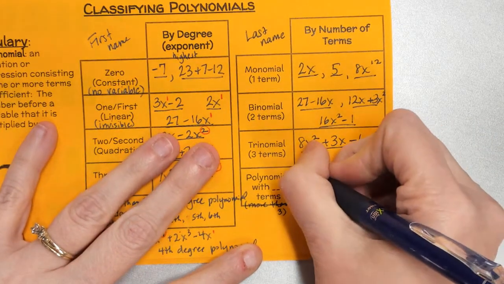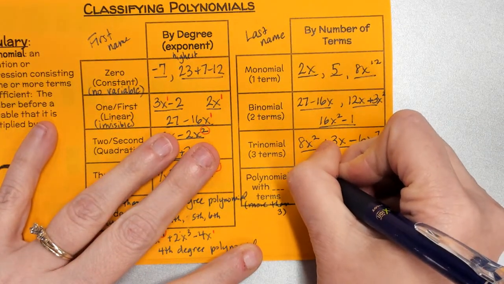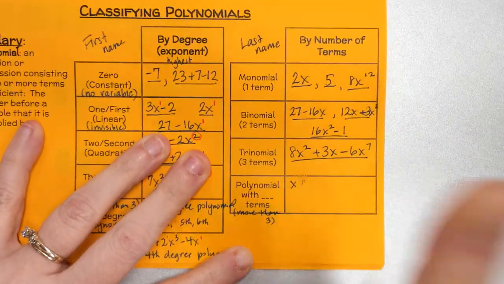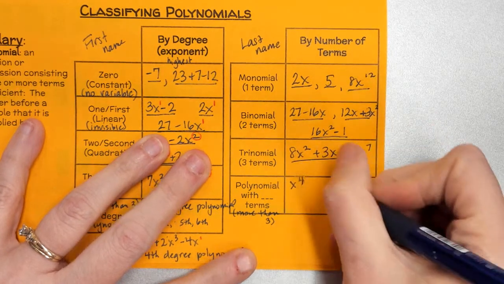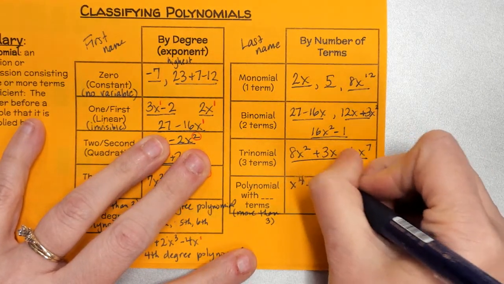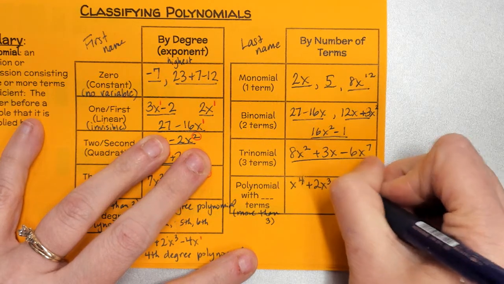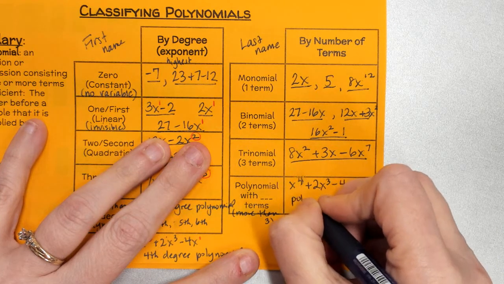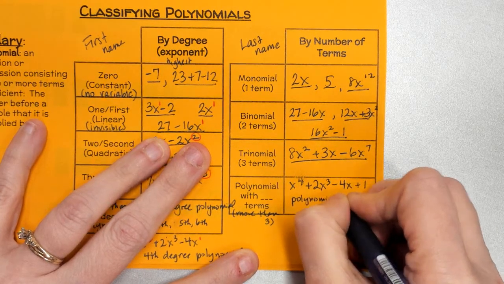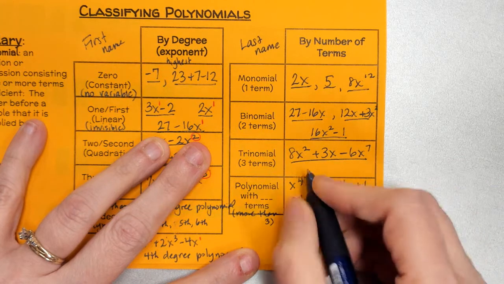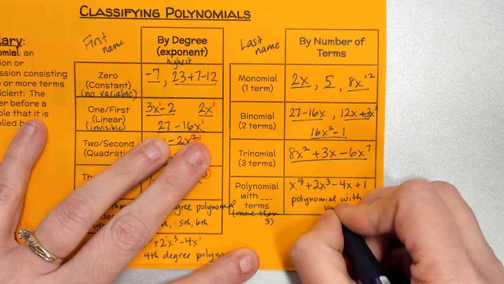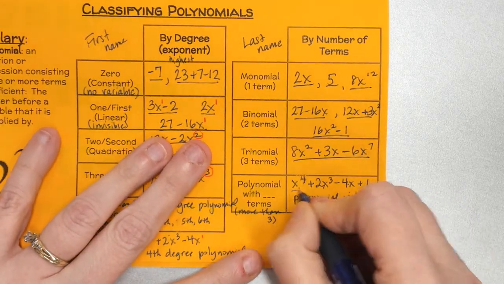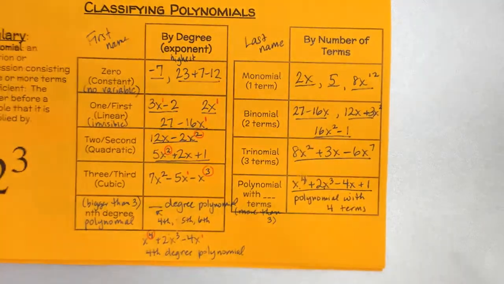So like, for example, this one, x to the fourth plus 2x to the third minus 4x plus 1. Okay? This is a polynomial with 1, 2, 3, 4 terms. Okay? So that's how we give them their first and last names.